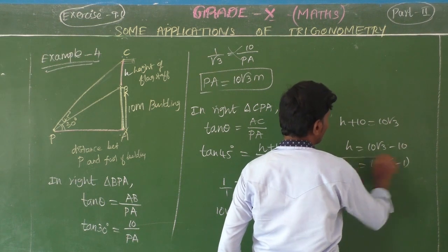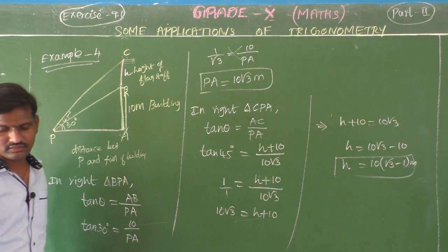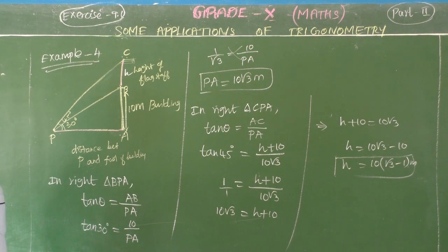So what is the height of the flagstaff? 10 into root 3 minus 1. This is the height of the flagstaff. Okay? Have you got it, children?